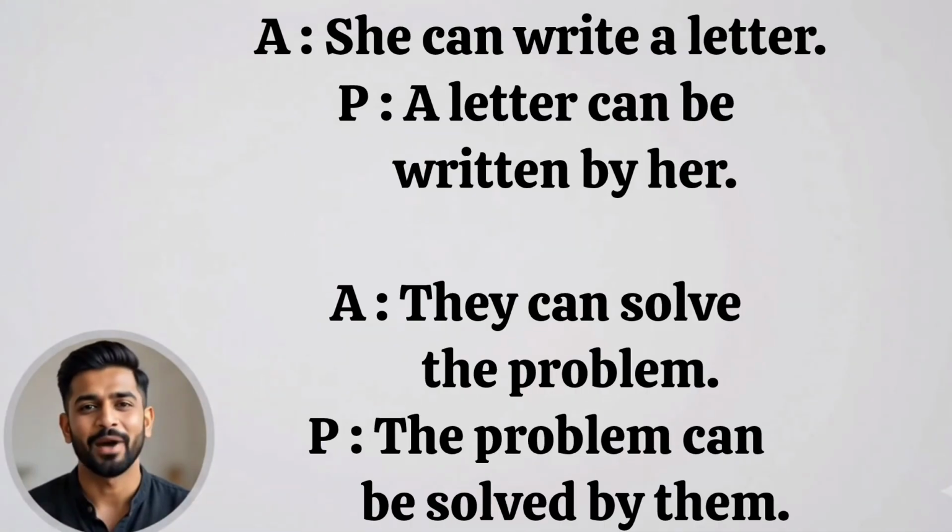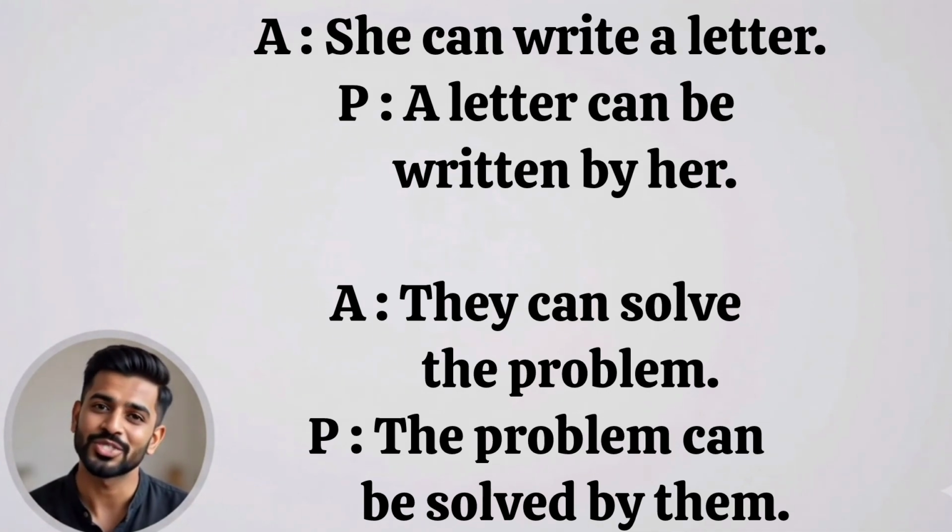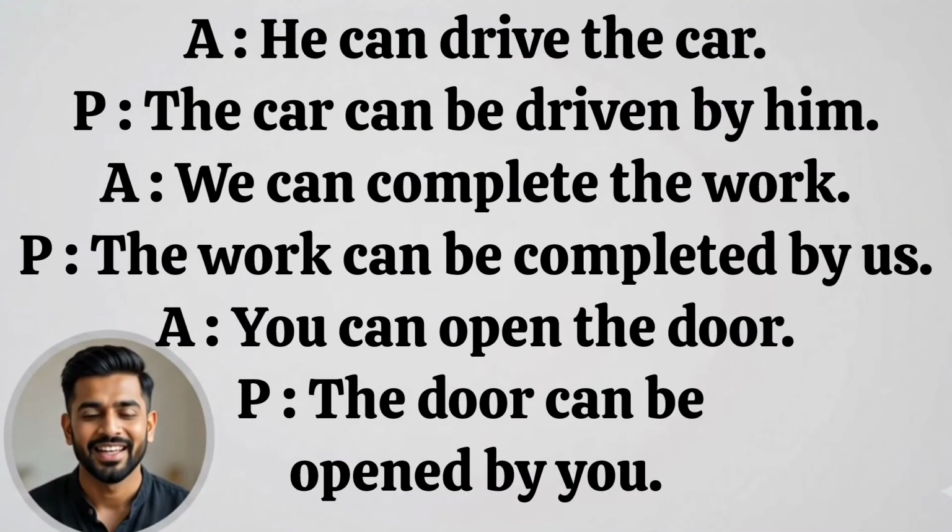1. Active. She can write a letter. Passive. A letter can be written by her. 2. Active. They can solve the problem. Passive. The problem can be solved by them. 3. Active. He can drive the car. Passive. The car can be driven by him. 4. Active. We can complete the work. Passive. The work can be completed by us.